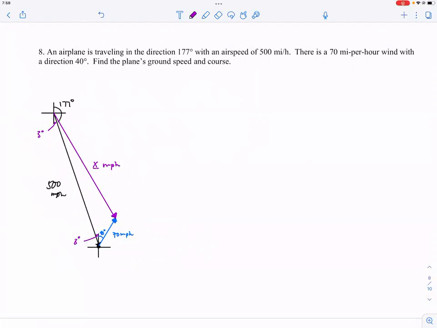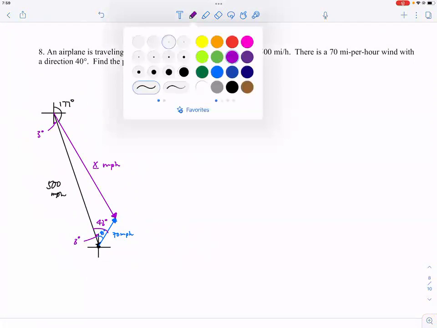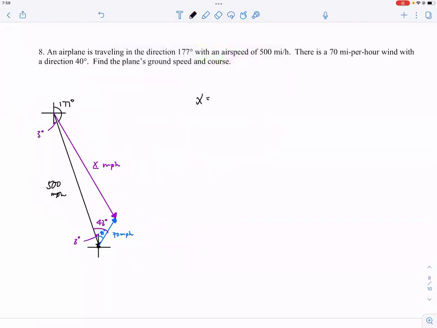Altogether right here, that's 43 degrees. So to find x, simply take the big square root of 500 squared plus 70 squared minus 2 times 500 times 70 times cosine of 43 degrees.